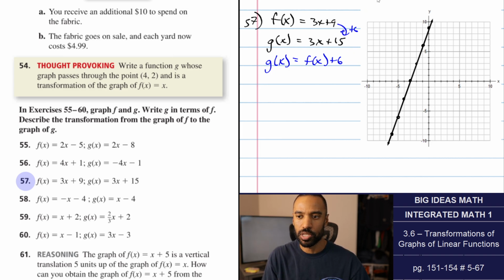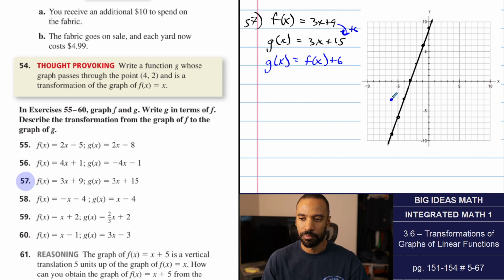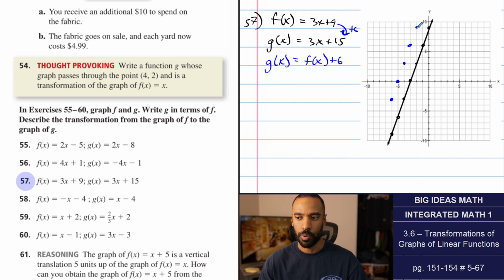Translate everything 6 units upward. You go up 6 units from where you were before on every point, such as this point right here. Let's go up 1, 2, 3, 4, 5, 6. This is part of your g of x graph. Now, I can either take this one and count up 6 and count up 6 and count up 6, or from this point, I can also go up 3 over 1, etc. And that should, in effect, do exactly what we wanted.